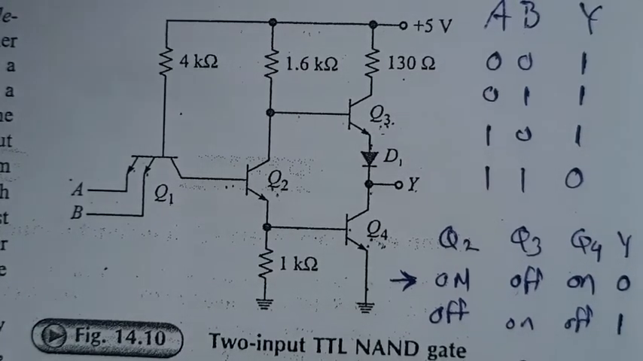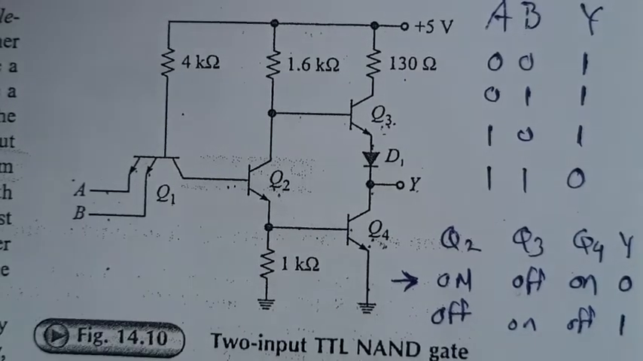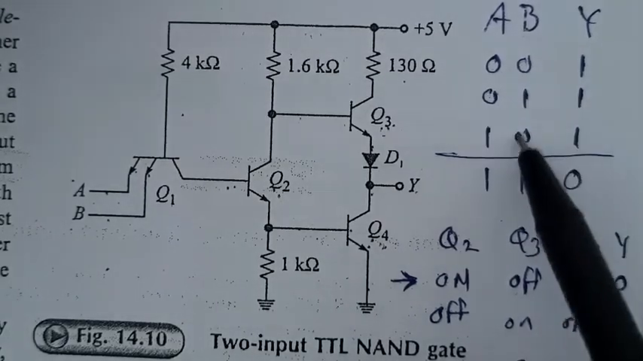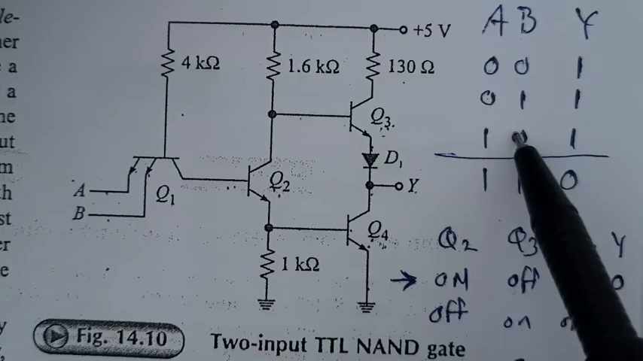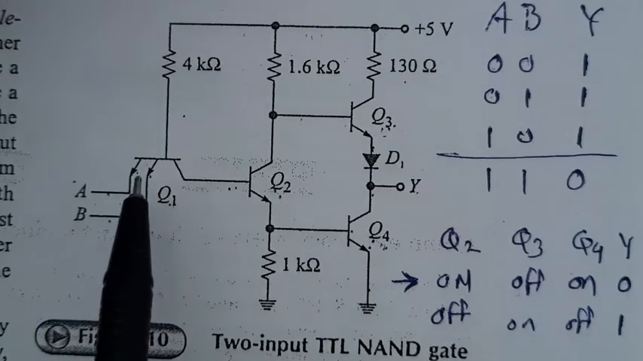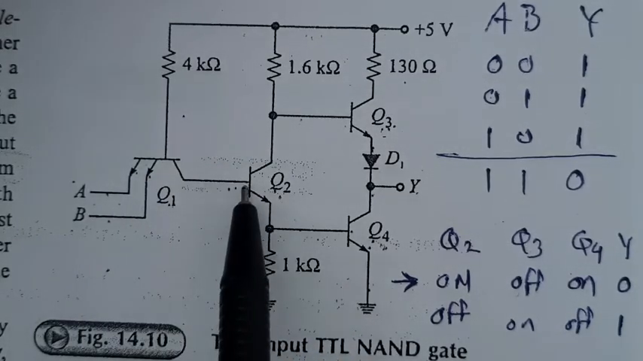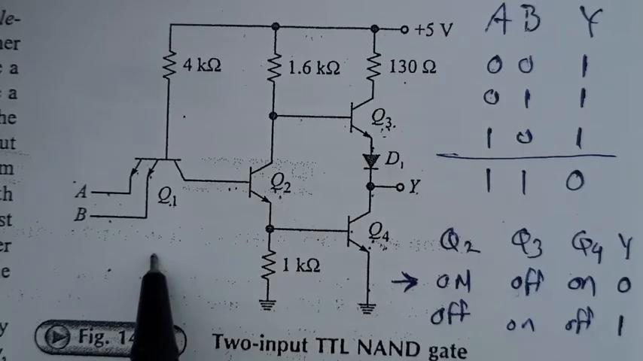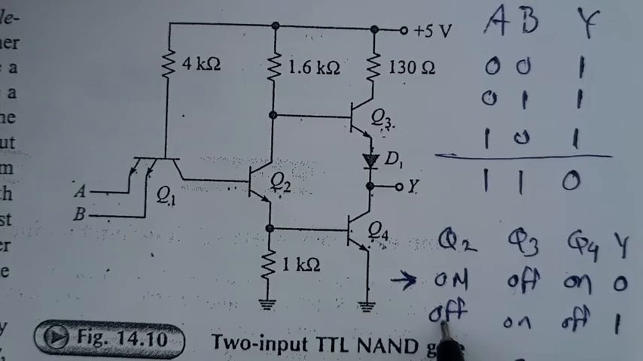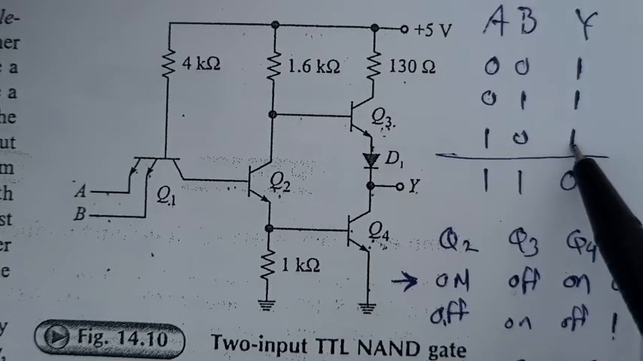Now when it happens, if any one of A or B is low in a NAND gate, then the transistor Q1 will be on, the base current will flow towards the emitter, the base of Q2 will be pulled down, therefore Q2 will be off, and as Q2 is off, the output will be high. You will observe that 1 1 1, these are inputs.